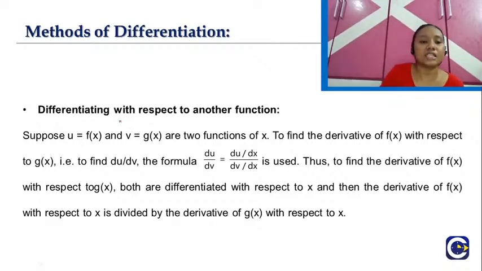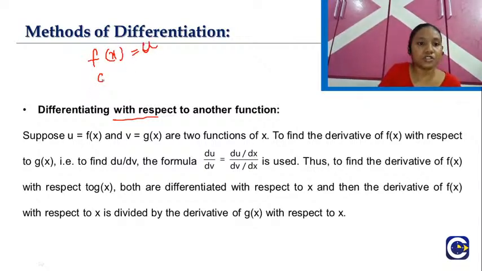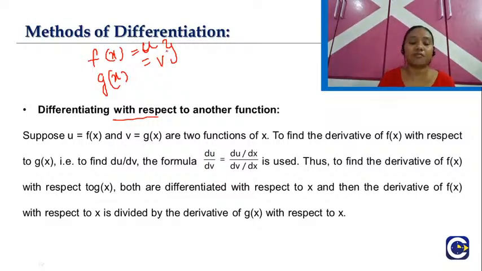Right. So what's the thing here? We'll be having two functions. Let us take f of x to be some u function, and g of x will be the v function. So we will be having two functions, but both will be in the same variable x.